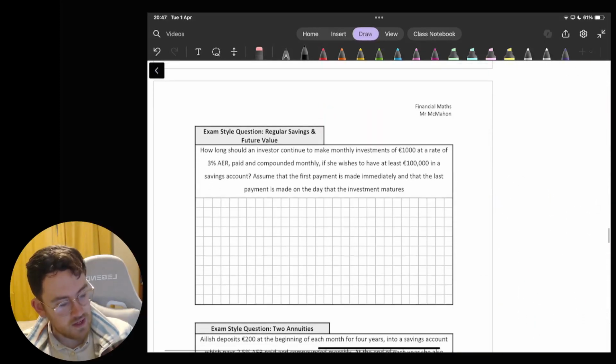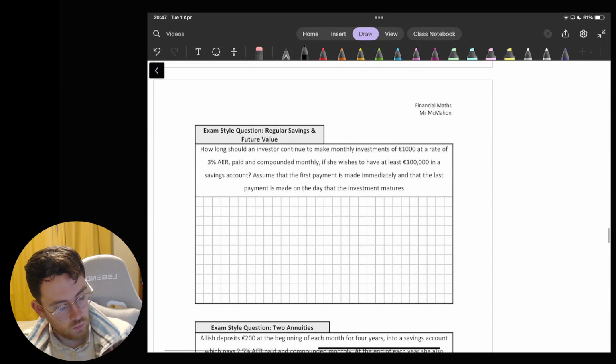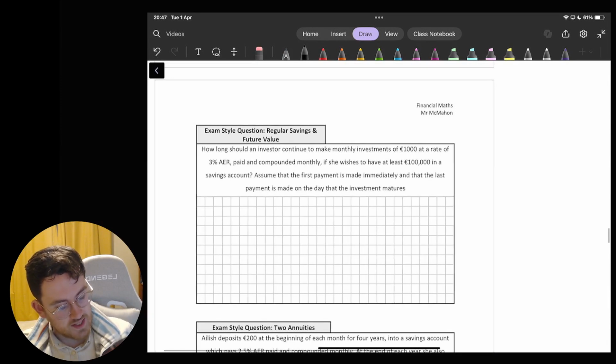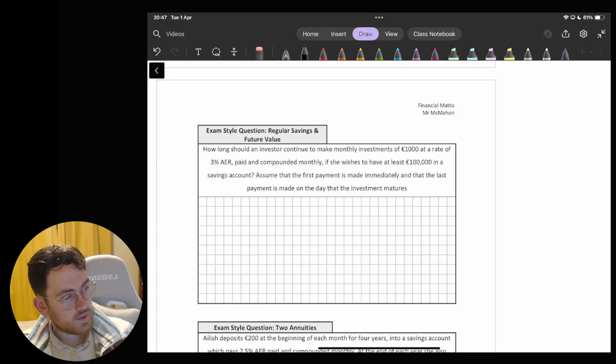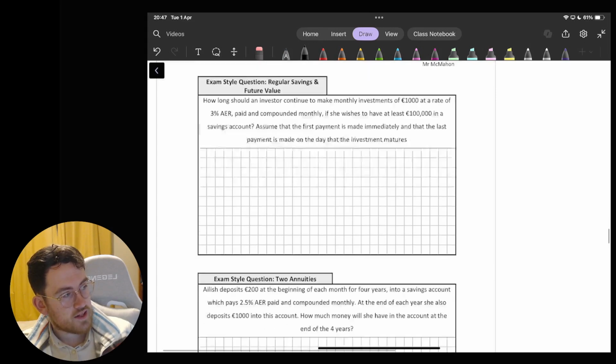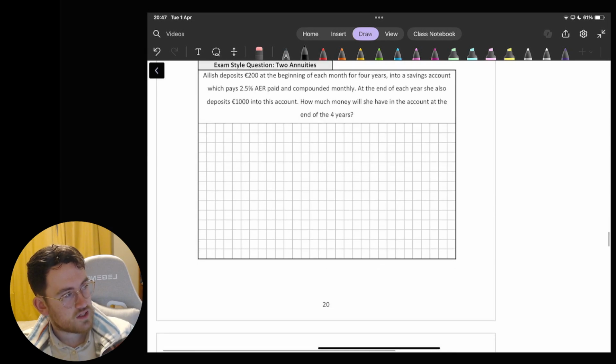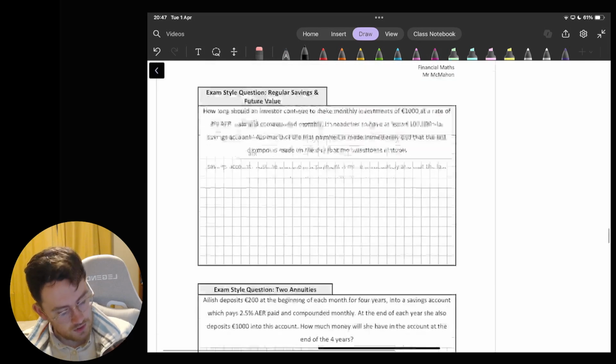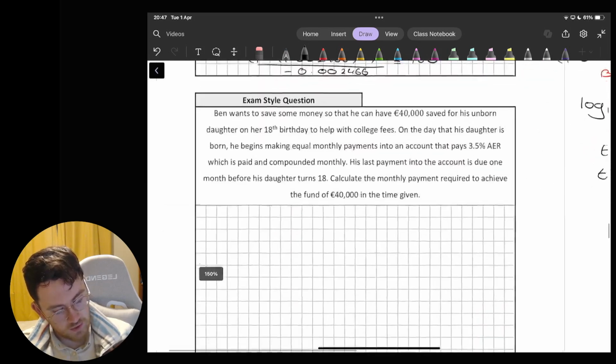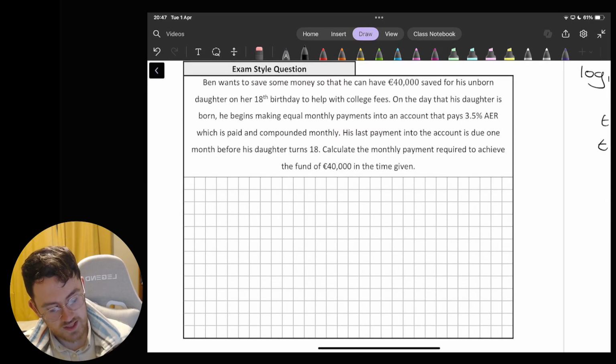So let me see, we can maybe do a quick little look at one more of these, and then we can look at the pension ones. So let me see, is there a short one here that we could do? We look at Ben here. So Ben wants to save some money so that he can have 40,000 saved for his unborn daughter on her 18th birthday. On that day that his daughter is born, he begins making equal monthly payments into an account that pays 3.5% AER, which is paid and compounded monthly.